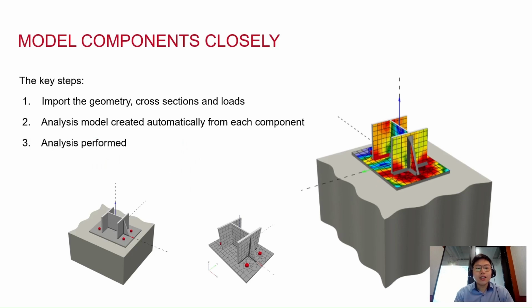Right, so what are the key steps of using CBFEM? Basically, if you are using Checkbot, you'll be importing the geometry, cross-section, and the loads automatically. You'll have the model, then once you click calculate or click run, the analysis model will be created automatically for each component. So you don't need to specify the mesh and all that. It will be created automatically. Then the third step will be analysis already performed. So as you can see here, this is your model. Then the analysis model will be created automatically here. And lastly, the analysis is already performed.